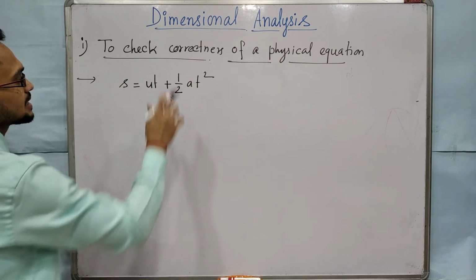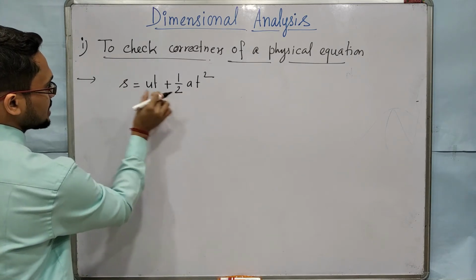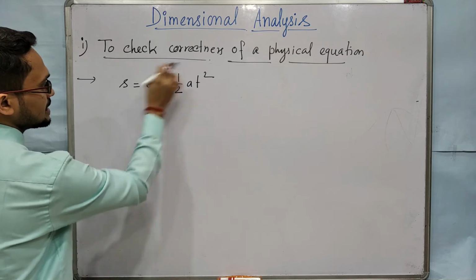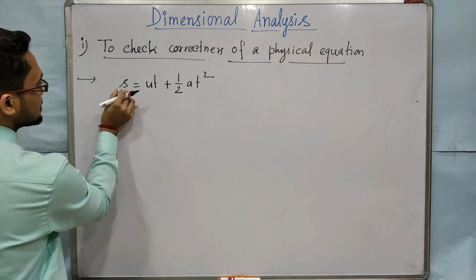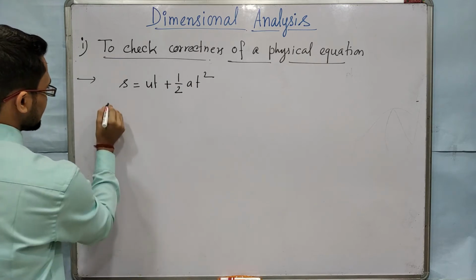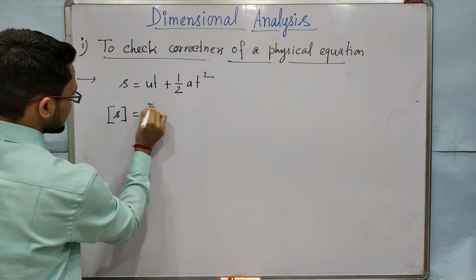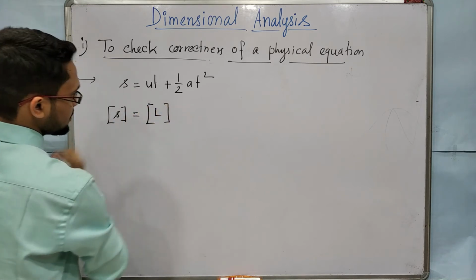Okay, that we can check using dimensional analysis. So here these are the physical quantities, and these two quantities are in the addition form. That means these physical quantities will have the same dimension, that we will check. So first one, dimension of S. S is what? Distance. So dimension is L.